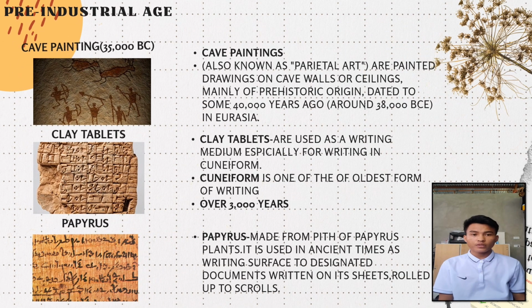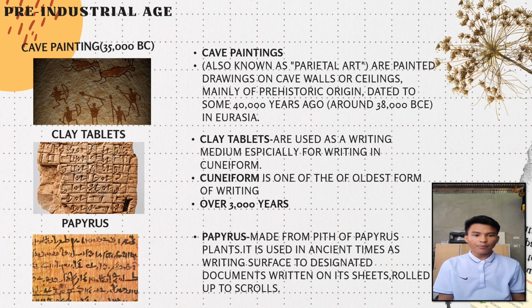Let's go to the first one, cave painting from 35,000 BC. Cave paintings are painted drawings on a cave wall or ceiling, mainly of prehistoric origin, dating to some 40,000 years ago, around 38,000 BCE in Eurasia. Second is the clay tablets. Clay tablets are used as a writing medium, especially for writing in cuneiform. Cuneiform is one of the oldest forms of writing, over 3,000 years.